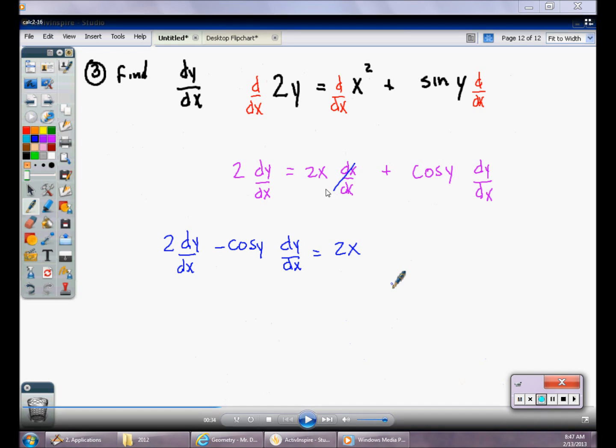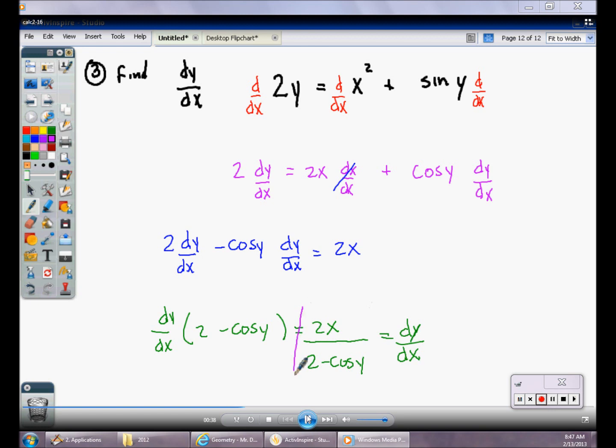And I'm going to reorder this. I'm going to subtract cosine y dy dx from both sides to get all the y variables together. Factor out dy dx. Divide both sides by 2 minus cosine y, and I have my answer.